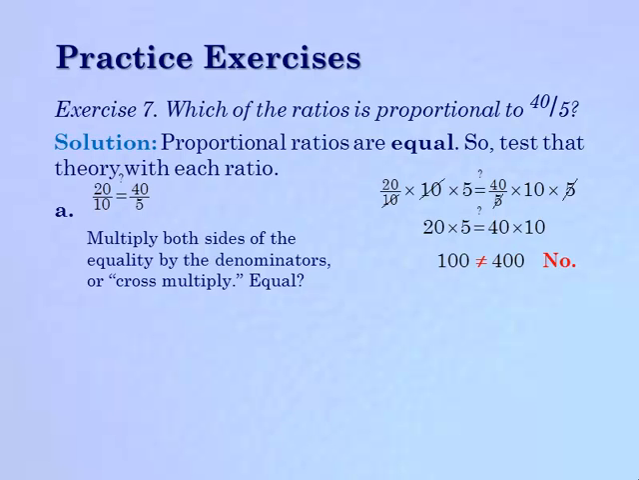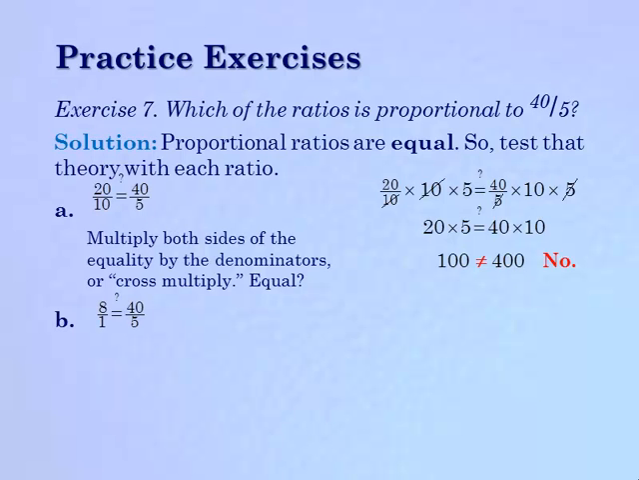Do you see now why we call it cross-multiplying? Well, it's the same as multiplying 20 times the denominator of the other fraction and 40 times the denominator of the first fraction. So that's a shortcut that we'll be able to use instead of having to go through this process up at the top. So we're left with 20 times 5 is 100 and 40 times 10 is 400. So since these are not equal, the answer is no. 20 to 10 is not equal to 40 to 5.